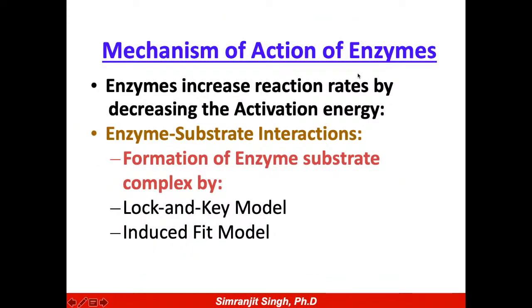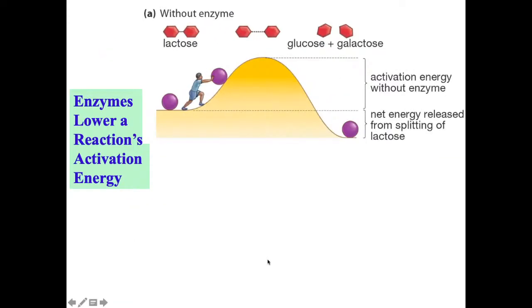So, mechanism of action of enzymes. Enzymes increase reaction rate by decreasing the activation energy. And enzyme-substrate interaction includes the lock and key model and the induced fit model. So we can see here, without the enzyme, there's a guy who has this boulder and wants to take it to the high peak and then release it. So this is the energy that he's putting in to make it to the top. This is the activation energy without the enzyme.